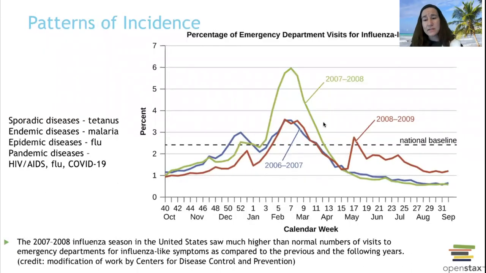Okay, so patterns of incidence is another part of this section in the chapter. So how do we classify these things? Are they showing up every once in a while? Is this a giant global pandemic? How do we classify this kind of disease?